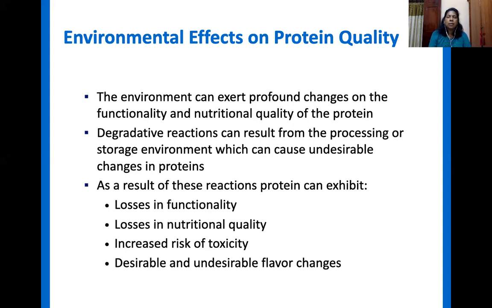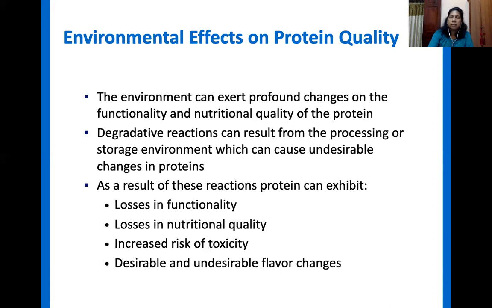Right, now you can understand that, as the result of this reaction, protein can exhibit loss of functionality, loss of nutritional quality, increased risk of toxicity, and desirable and undesirable flavor changes. So they can happen, right? So here, the environmental effects, what are the environmental effects? You listed out many things.